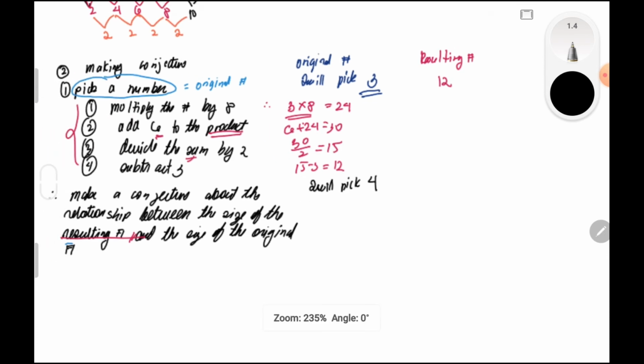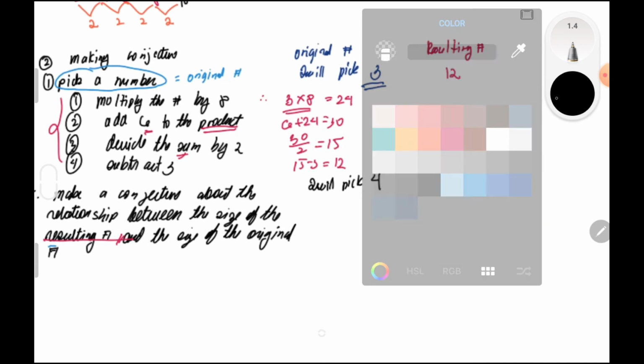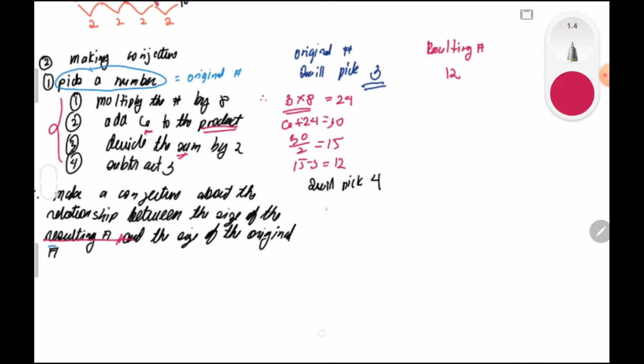Okay. Next, let's say I will pick 4. Okay. So if I will pick 4, so ganito lang din ulit gawin natin. We will multiply 4 by 8, which is equal to 32, then 6 plus the product 32, we'll have 6 plus 32 is 38, and then 38 divided by 2 is equal to 19, and then we will subtract it by 3, so 19 minus 3 is equal to 16. So if I will pick 4, so the resulting answer will be 16.